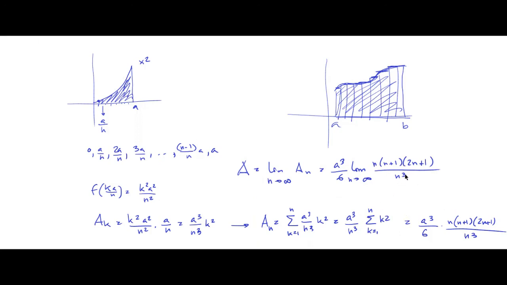This limit, if you see, n times n plus 1 goes like n squared, and this is like 2n cubed divided by n cubed. This limit is 2. So this area is A cubed divided by 3. Okay, that's the area between 0 and A below the function x squared.